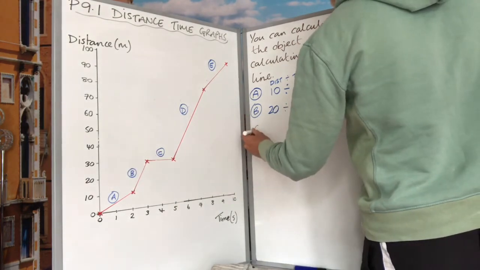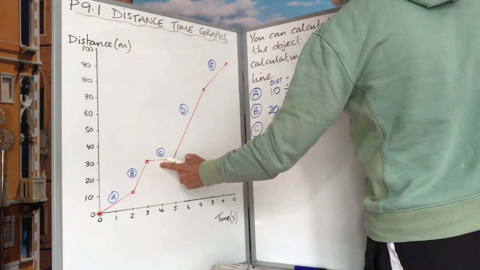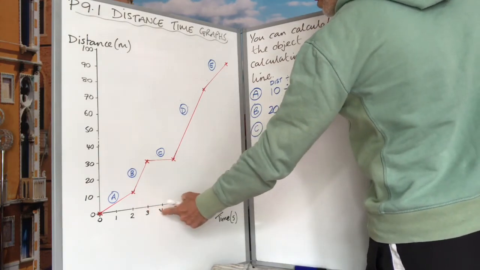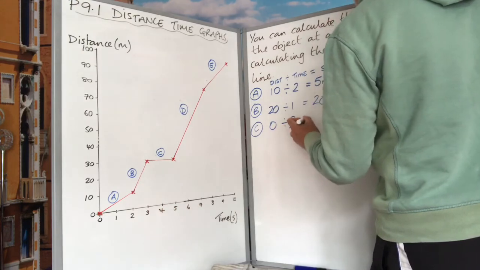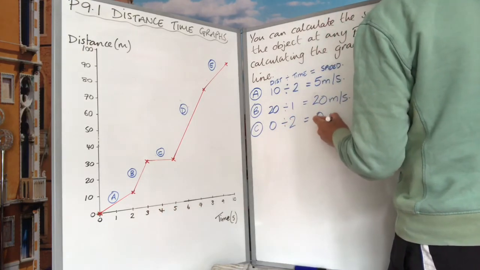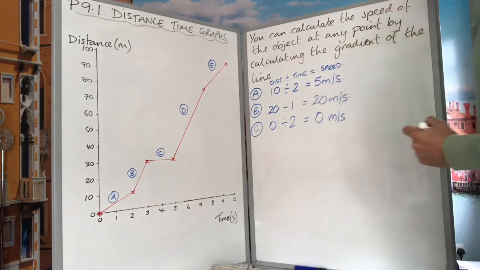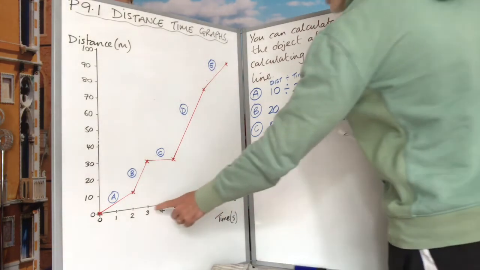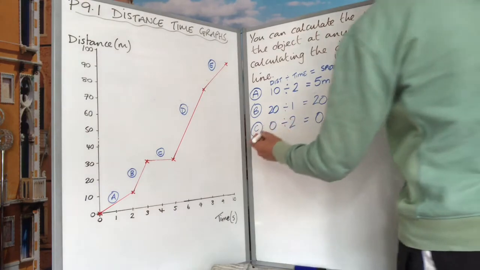C. The object travels 0 meters in 2 seconds. 0 divided by 2 is 0 meters per second. So the question you'd be asked there is, how long does the object remain stationary? So it's just a matter of reading off the graph. So it's just graph skills here.